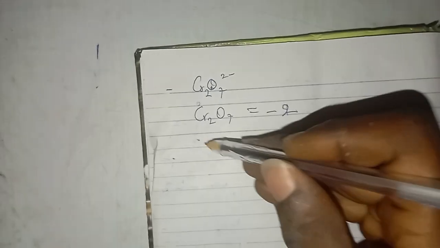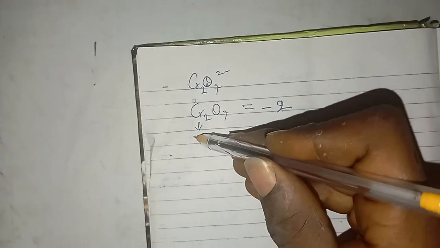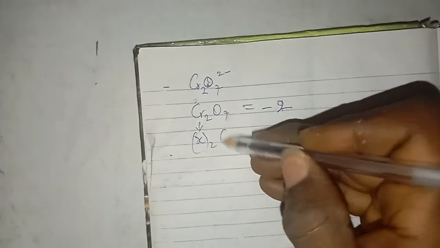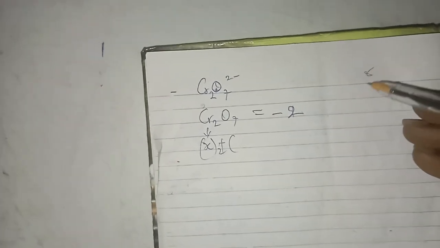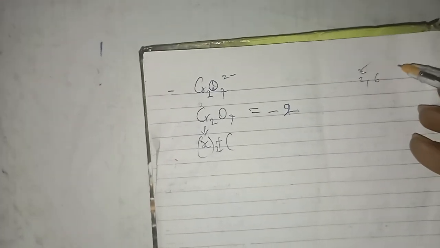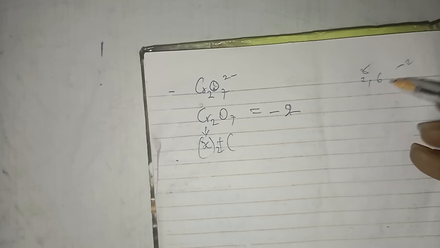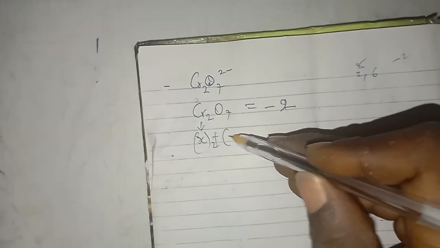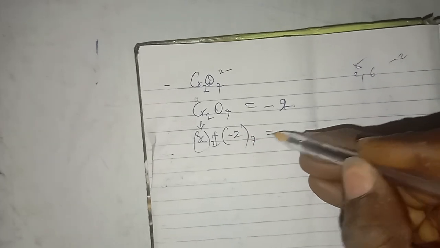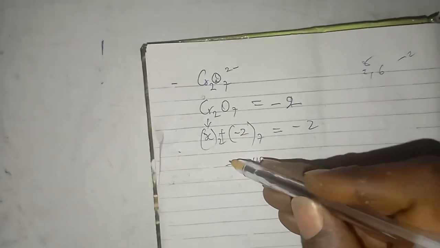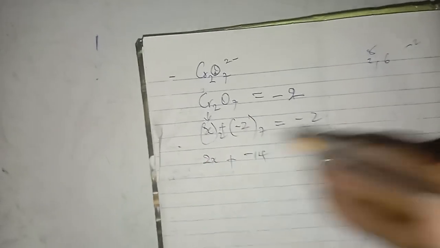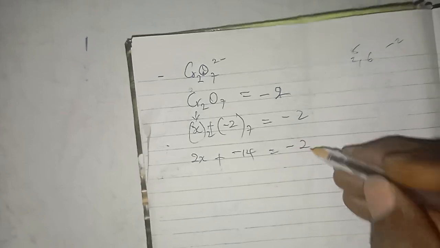So since it's Cr, chromium, that I'm finding, I call it x times 2. Now I already know that oxygen is number 8, 2, 6. It will either gain 2 or lose 6. So it's easier to gain 2 than lose 6, so I put minus 2. Then I have 7 equals minus 2. 7 times this becomes minus 14, plus 2 times x, 2x, equals minus 2.